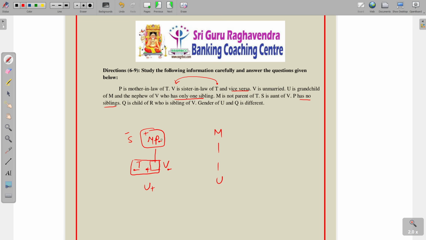Next, Q is the child of R, who is sibling of V. So here only V has one sibling, that is Q. Q is the husband of T and Q is the child of R, who is the sibling of V. Q is the sibling of V.